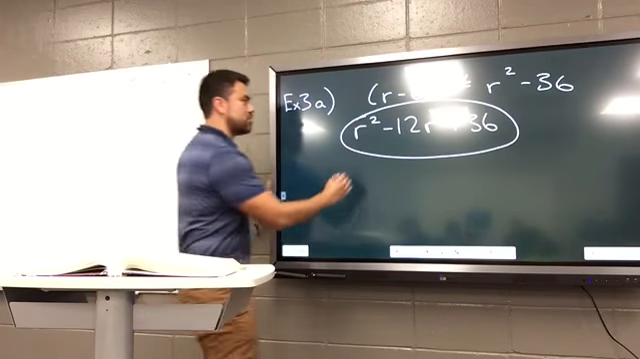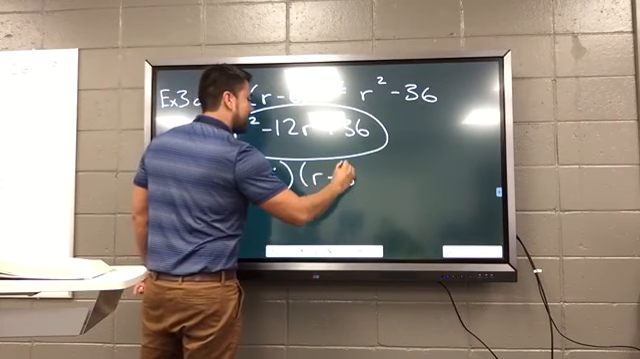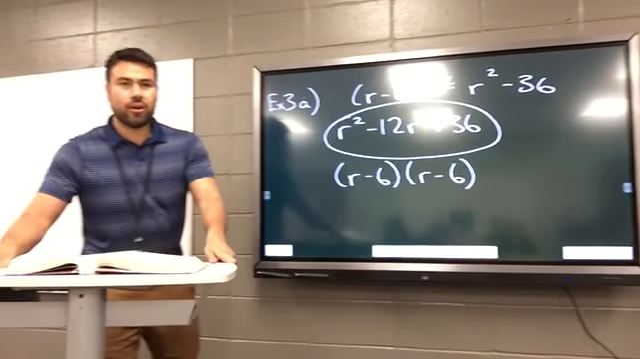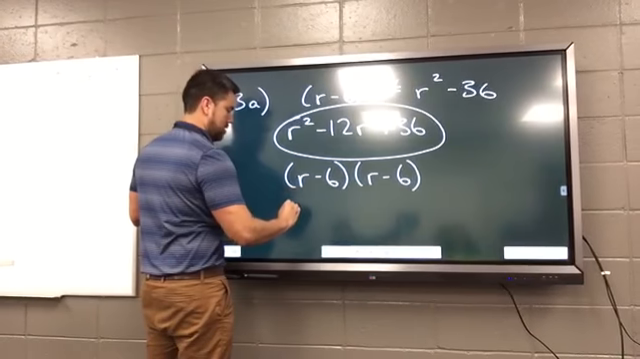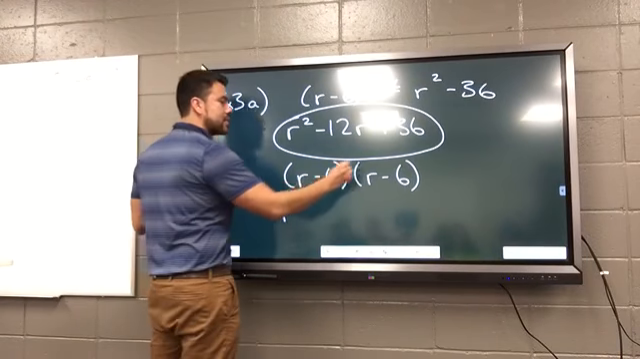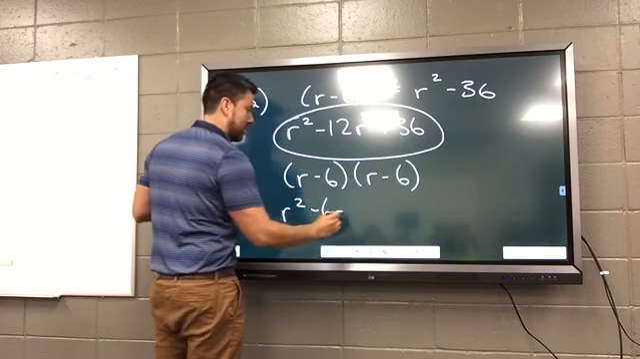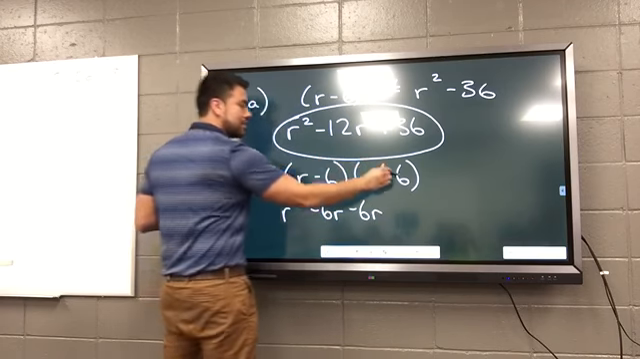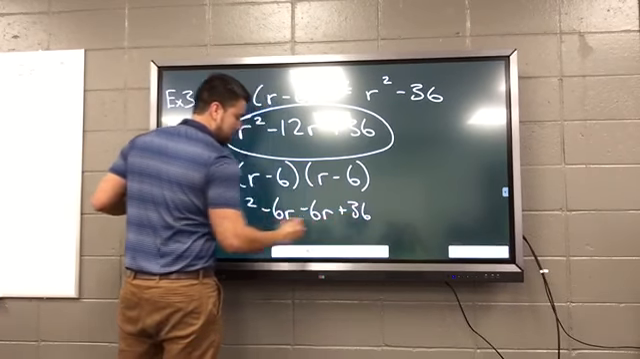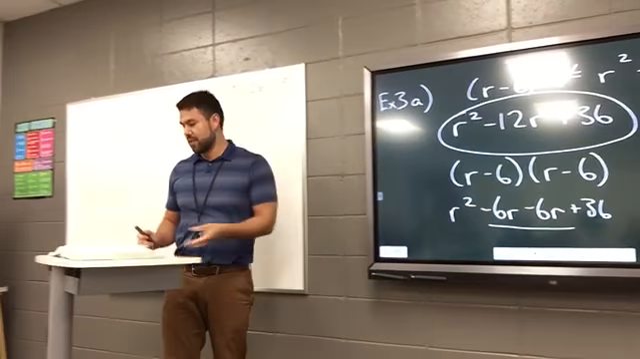And you're like, Mr. A, that's not true. Okay. FOIL, just so you guys get practice. What's r times r? R squared. Outside, what's 6 times negative 6? Well, what's r times negative 6? Negative 6r. Inside, what's negative 6 times r? Negative 6r. What's negative 6 times negative 6? Positive 36. These two added together give me that. So is it the answer? Okay, good.